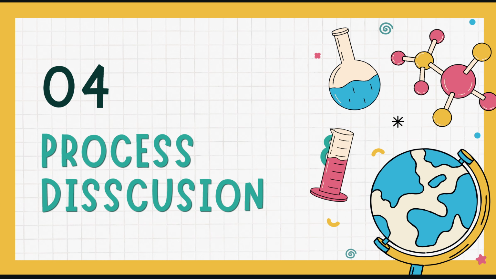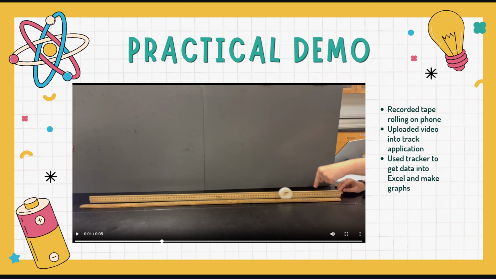So what is the process that we used to get these models? We had the practical demonstration of the roll of tape. So we videoed a roll of tape rolling on a track. We put this video into a tracker application and used that application to get data to put into an Excel spreadsheet to get the charts that we used earlier.